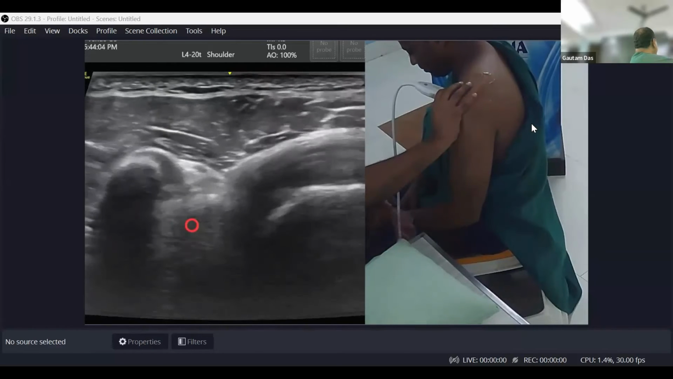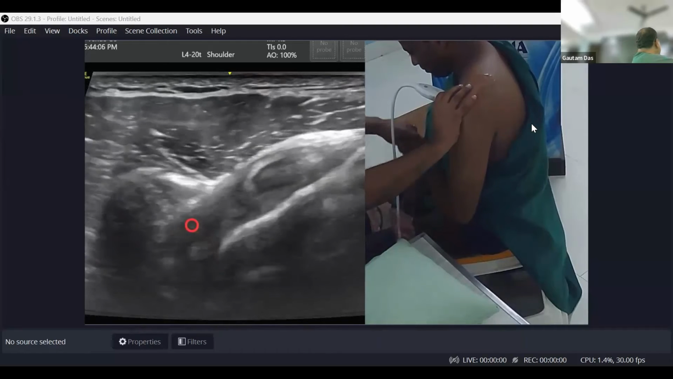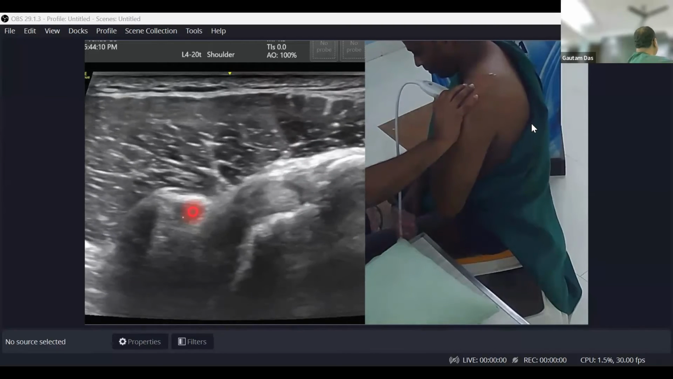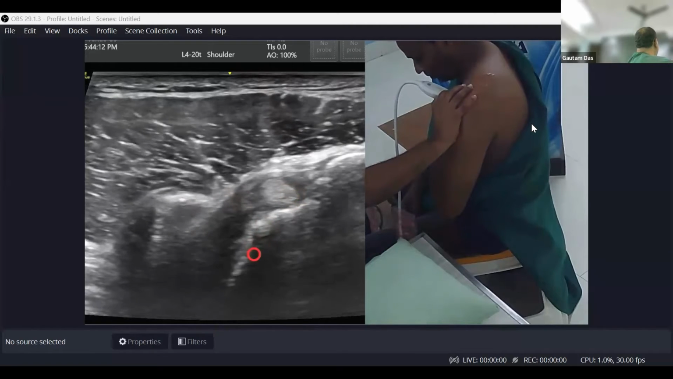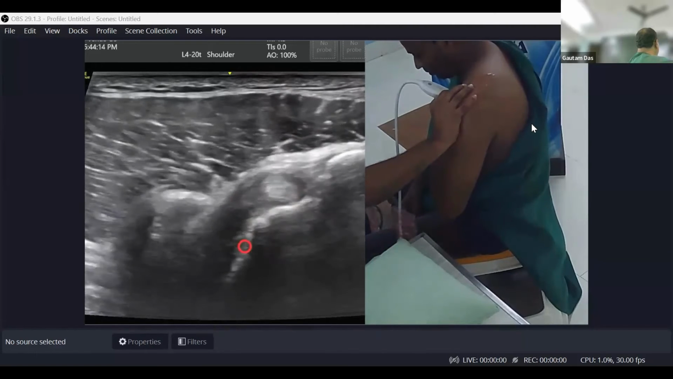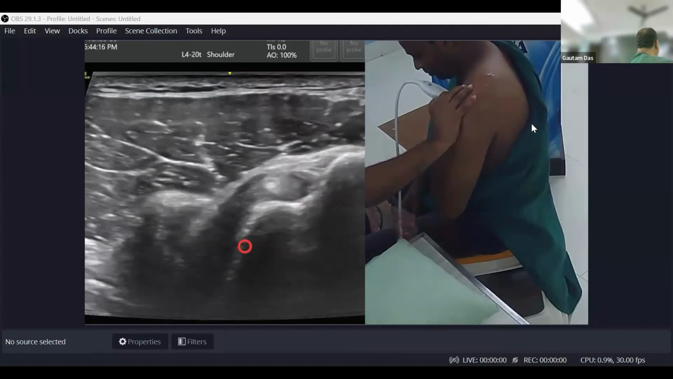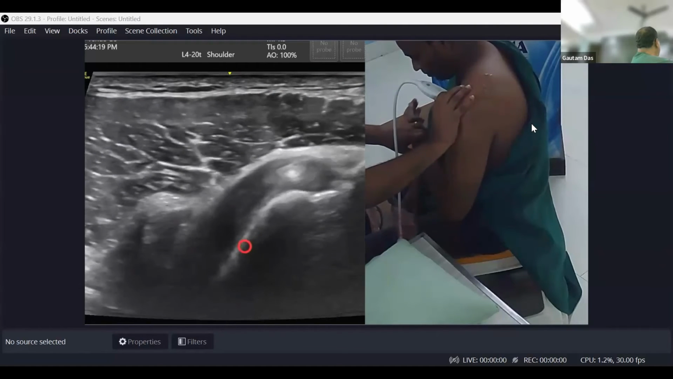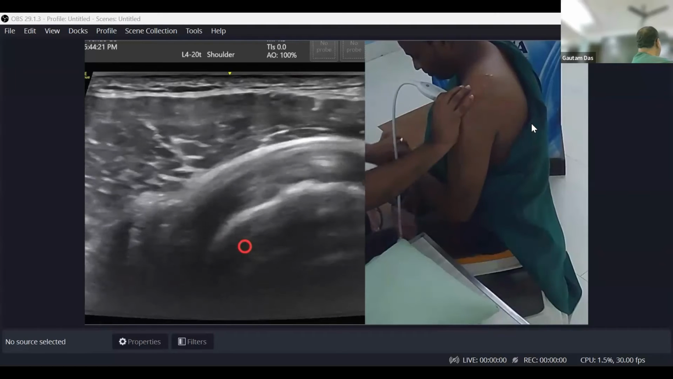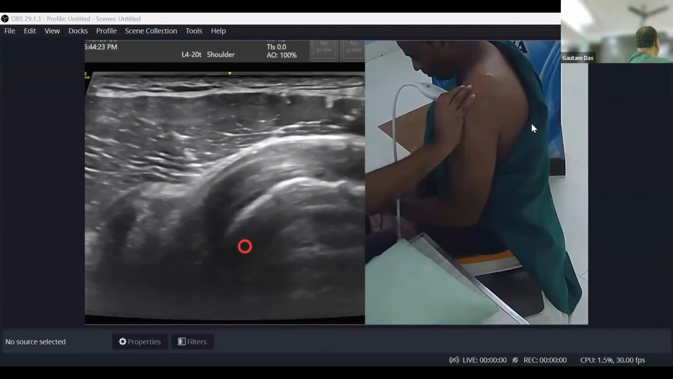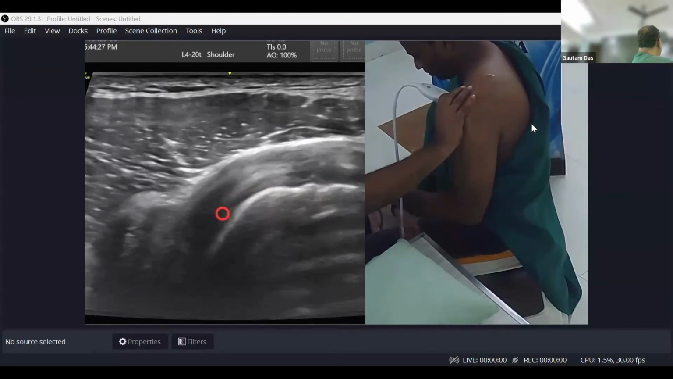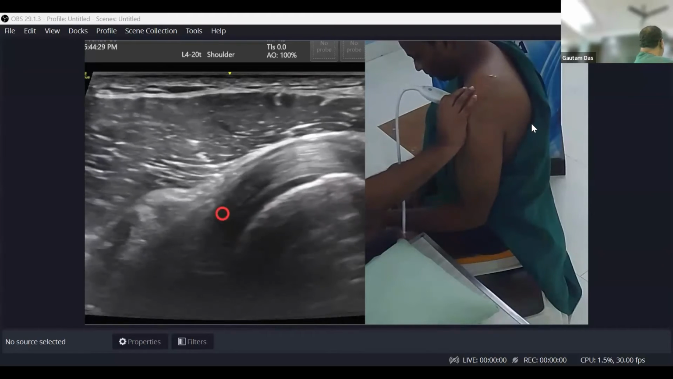Now if I am rotating it, you can see that the lesser tubercle is going inside. So this was your biceps tendon. It is coming, and this is your greater tubercle. So the lesser tubercle is going below the coracoid. This is normal. But if there is a subcoracoid impingement, you see, this is the subscapularis muscle. If I am doing external rotation, the subscapularis tendon is coming out.